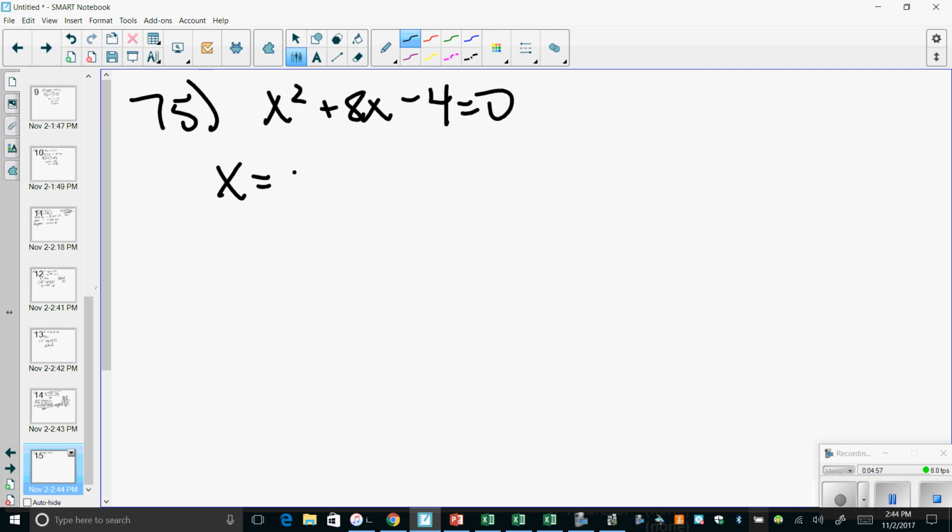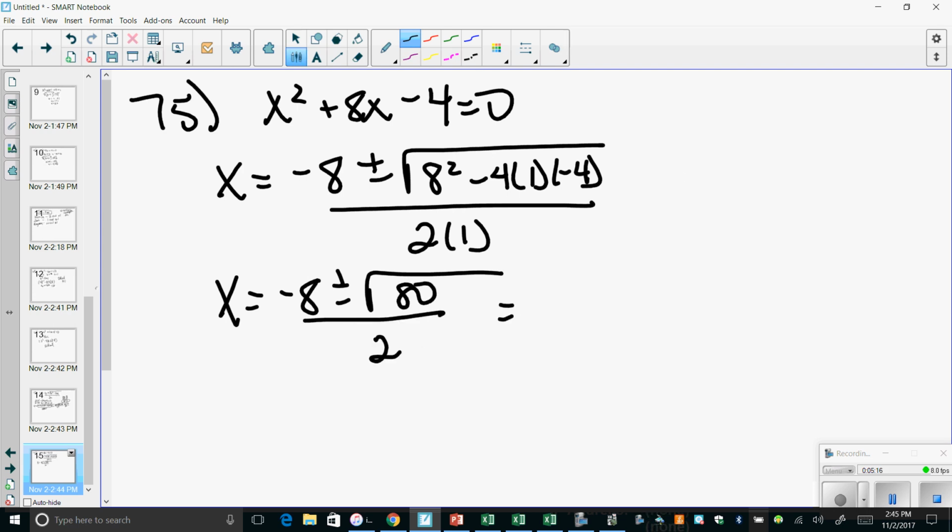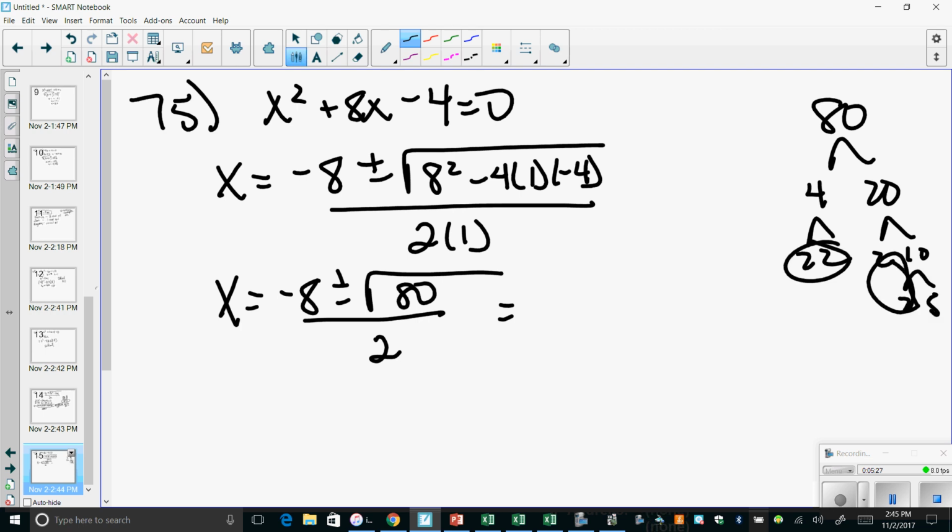So x is equal to negative b, so negative 8 plus or minus the square root of b squared minus 4ac all over 2a, which is negative 8 plus or minus the square root of 64 plus 16. That would be 80 underneath there, and a 2. If you break 80 down, I could make it 4 times 20. And 4 is 2 times 2, and 20 is 2 times 10, and 10 is 2 times 5. So I'm left with 2 2's.